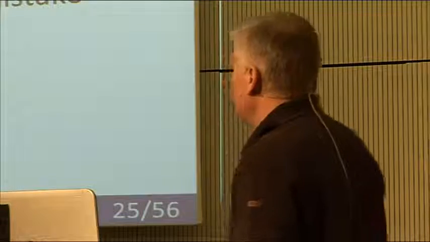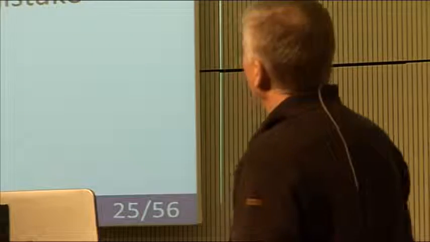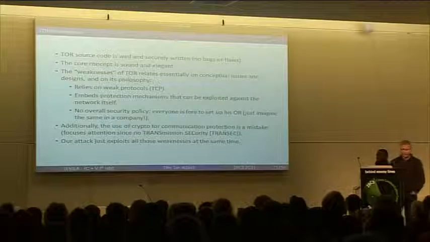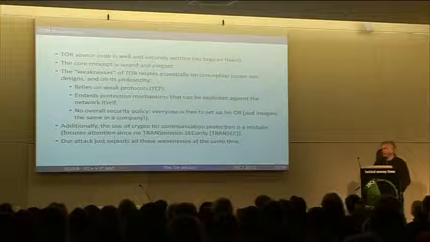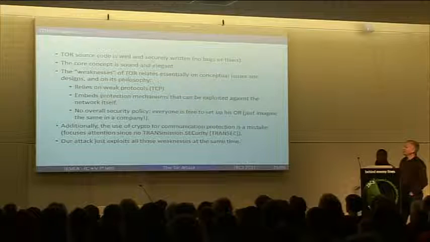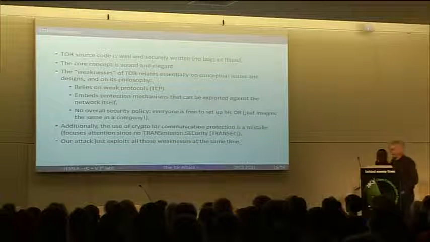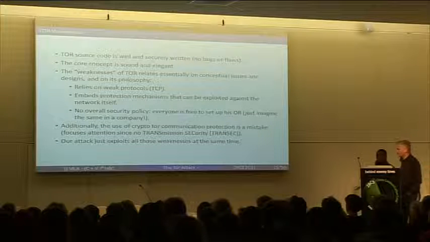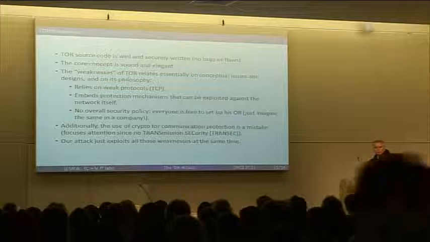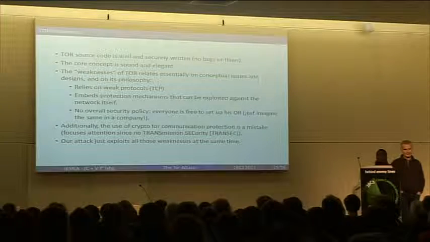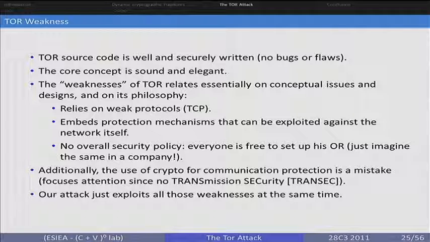So, many people say, okay, we have broken Tor. No, once again, that's not the issue. It is the deployment of Tor. Because the core concept, up to me, is rather sound and elegant, but it is deployed in a very imperfect world. Weak protocols. We also use some protection mechanisms that we have turned against the network. And of course, every volunteer is free to use his own security rules. Just imagine the same in a large company where everyone is free to choose his operating system, to secure or not secure his computer. Well, it would be a nightmare, honestly.